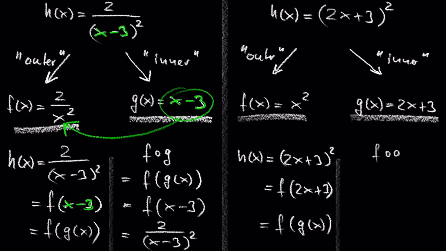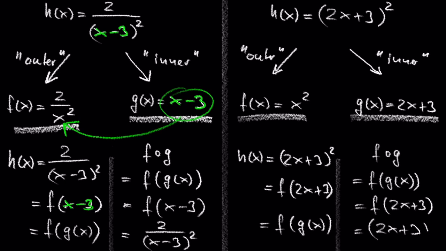f composed with g equals f of g of x equals f of (2x plus 3) equals (2x plus 3) squared. So we solved this problem properly.